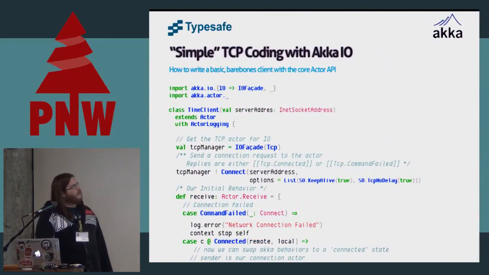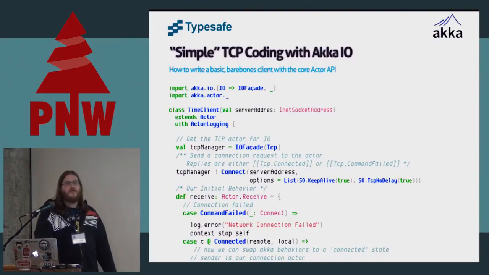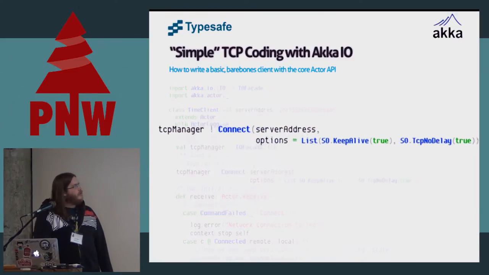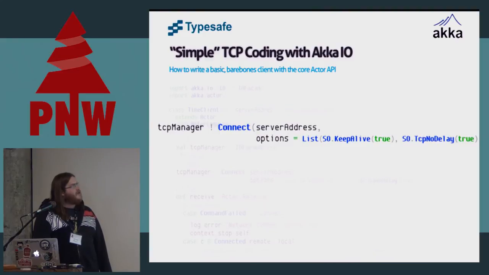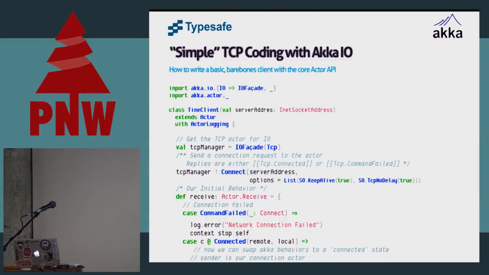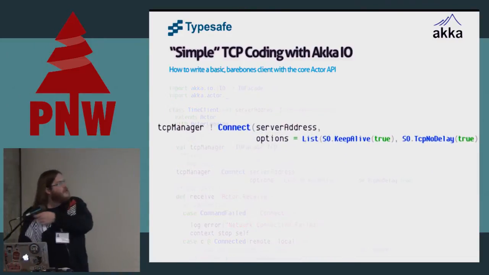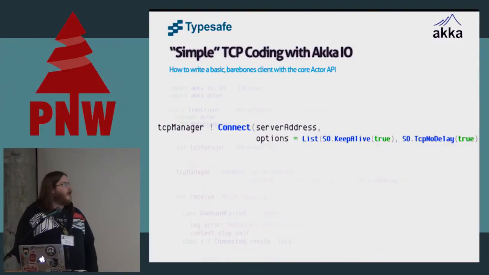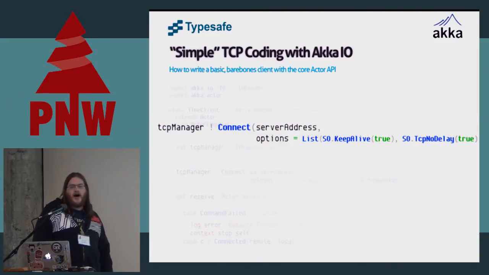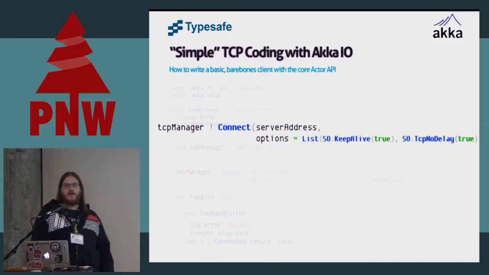So this is roughly simple TCP coding with Akka IO, and I'm going to move to highlight this code so you don't have to all read it at once. I've done a couple imports, like I've imported IO as an IO facade just because it's easier for me to represent it than seeing it as IO. The TCP manager is here. I just instantiate IO TCP. To the TCP manager, we send a Connect message, which is built into the TCP protocol, with the address we want, which is an InetSocketAddress, and a list of options like keep alive, TCP no delay, etc., which come from the Java sockets.